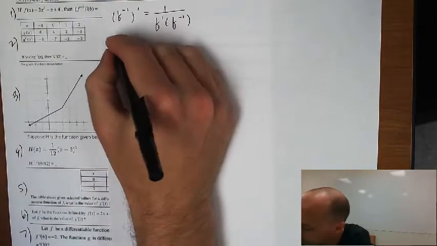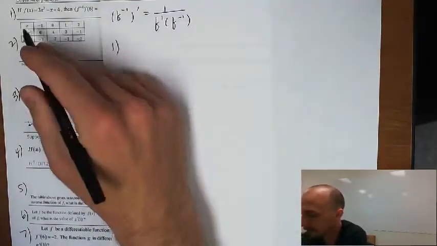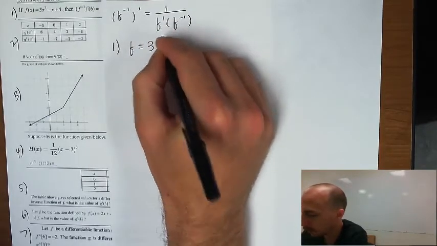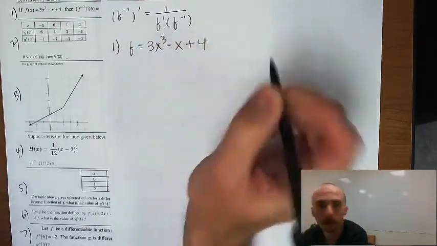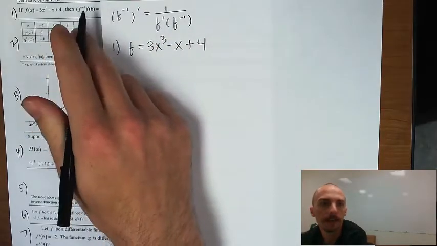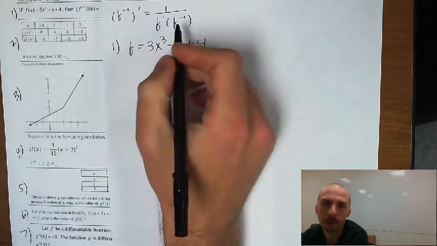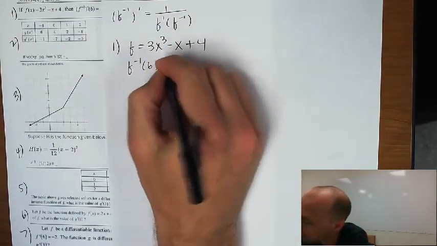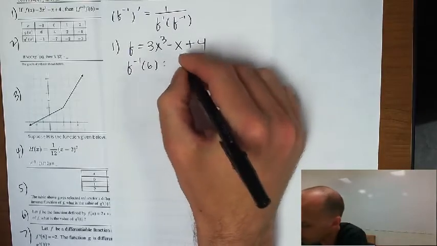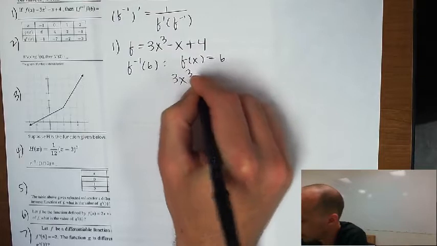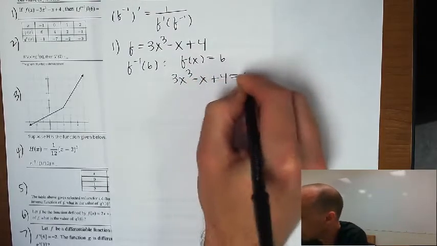So for number one, if f is equal to 3x to the third minus x plus 4, what we're interested in is f inverse of 6, right? Because that's what we need to start with, start from the inside. So f inverse of 6, how we compute that is we say f of x equals 6. And that's where 3x to the third minus x plus 4 equals 6.